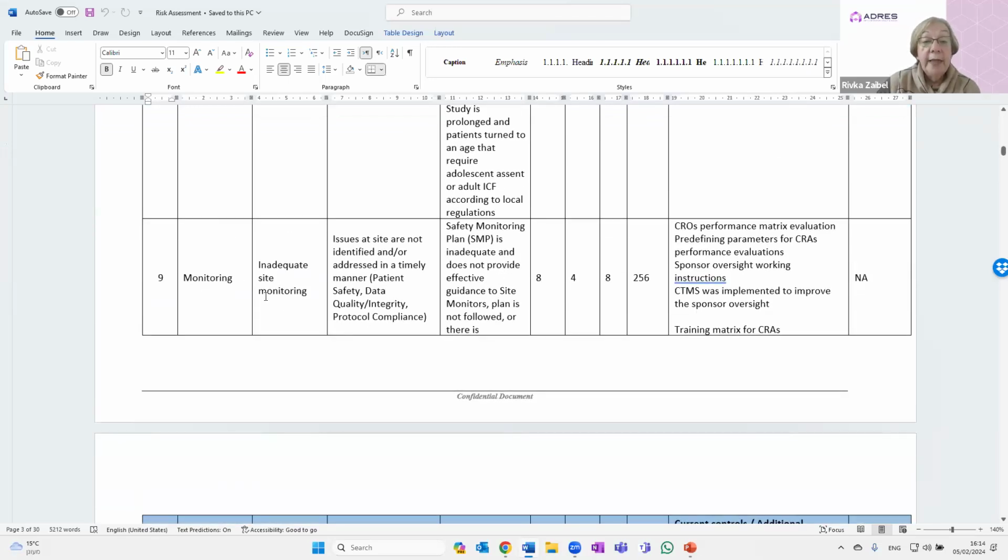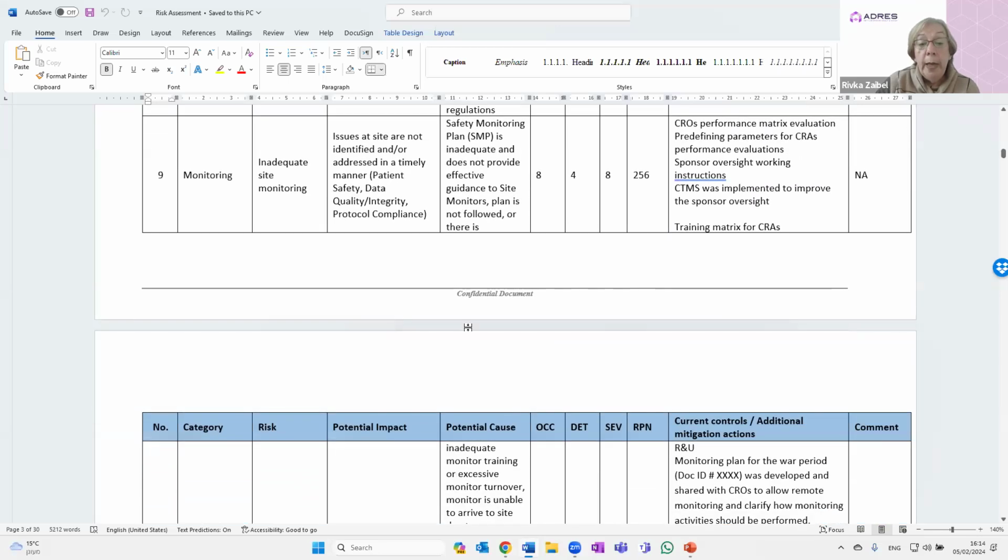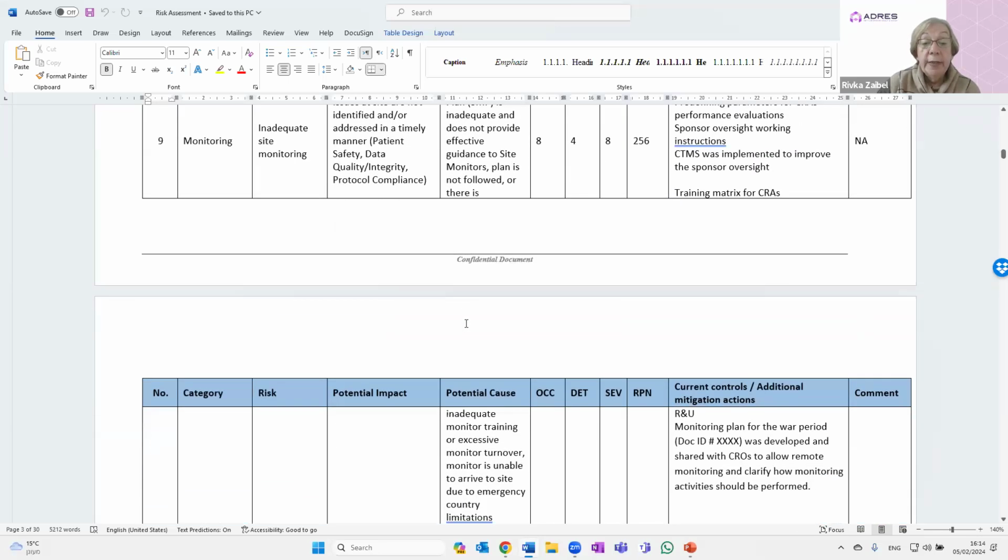Monitoring, inadequate site monitoring. Issues at site are not identified and or addressed in a timely manner. Patient safety, data quality, integrity, protocol compliance. Safety monitoring plan is inadequate and does not provide effective guidance to site monitors. Plan is not followed, or there is inadequate monitor training or excessive monitor turnover. Monitor is unable to arrive to site due to emergency country limitations.